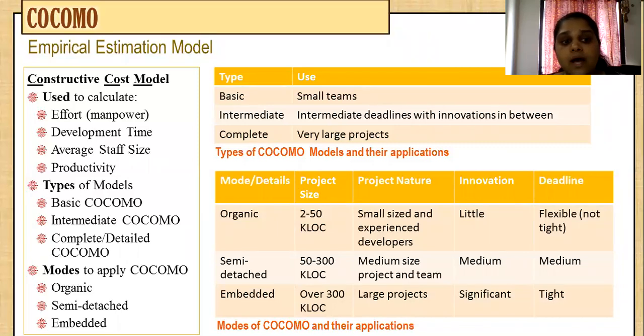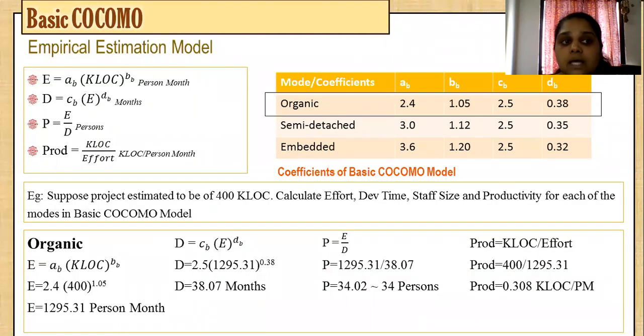We saw that COCOMO has three different types, that is basic, intermediate, and complete COCOMO. We also saw that all these three types of models can be applied in three different modes, that is organic, semi-detached, and embedded. We saw the various applications where these could be used, and in what kind of situations you can use which mode. We also saw how you can calculate the cost of a software using the basic COCOMO model. This was an example that we saw.